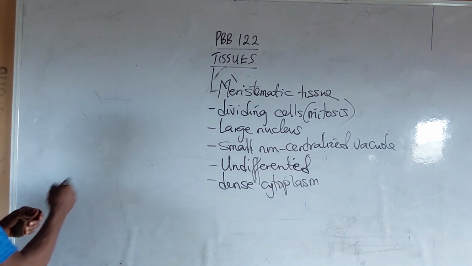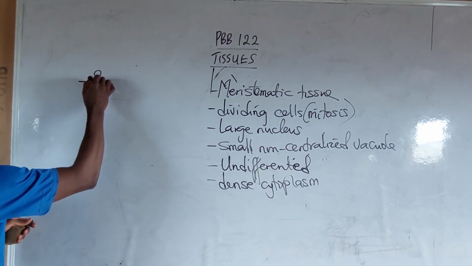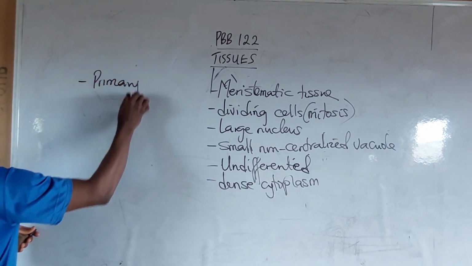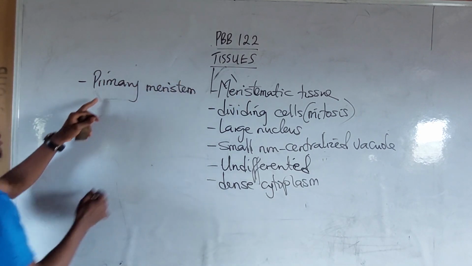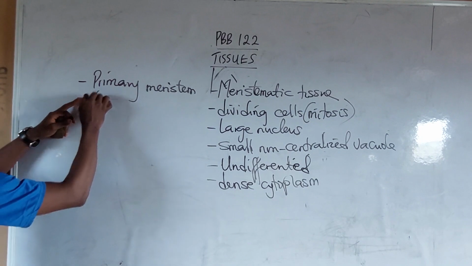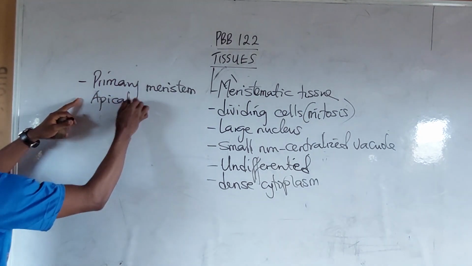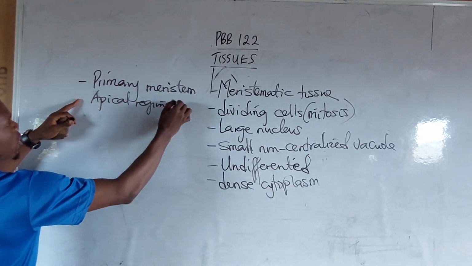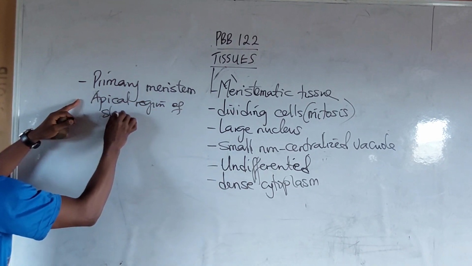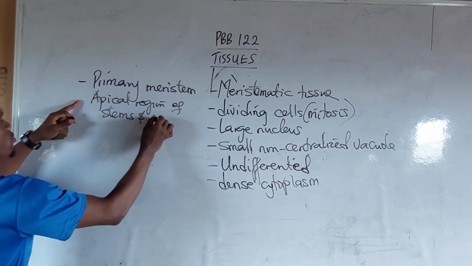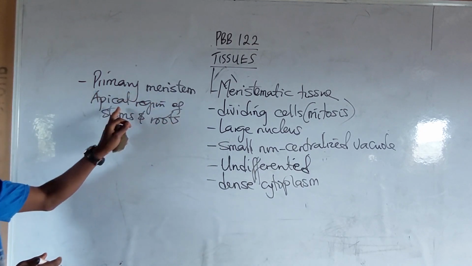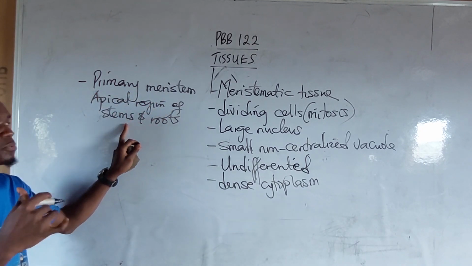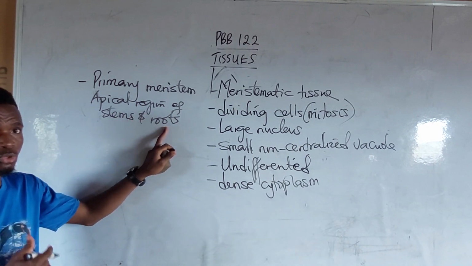Now, we have different types of meristems. They are the primary meristem. Now, this primary meristem is found in the apical region of stems and roots. Take note of that. Primary meristem is found in the apical region of what? Tips of stems and roots. Take note of that.